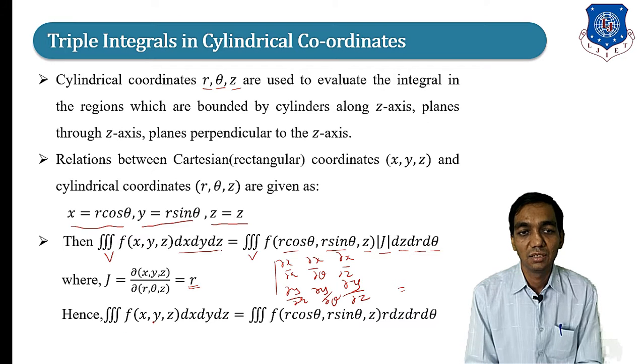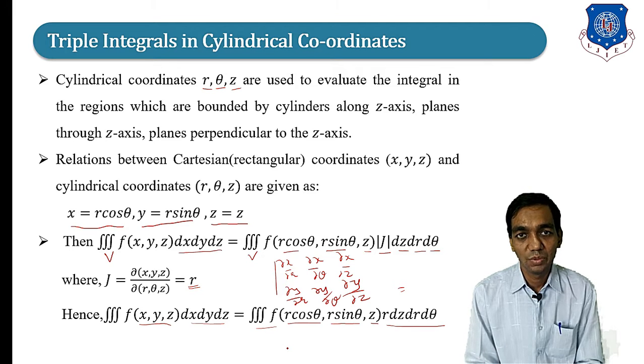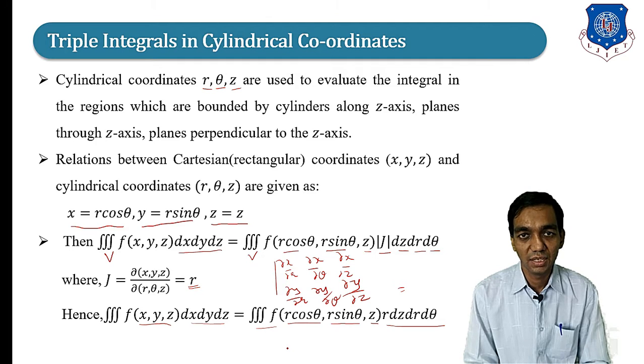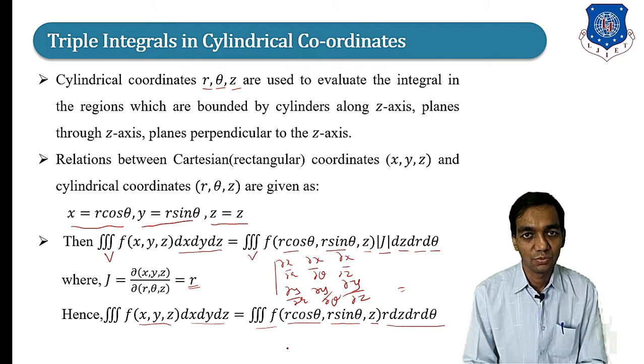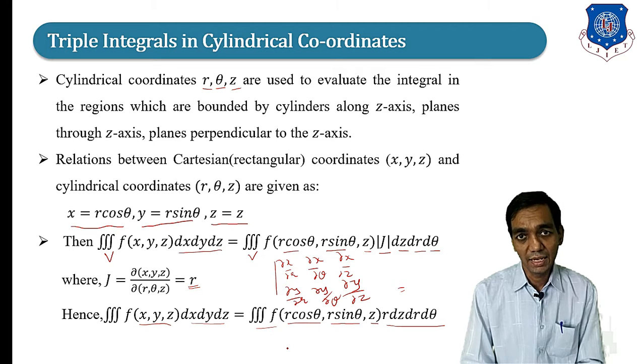So the triple integration of f(x, y, z) dx dy dz is reduced to the triple integration of f(r cos theta, r sin theta, z) into r dz dr d theta. Now you have to put the limits of z, r and theta as we did in double integration. First we put the limits of z, then take the projection, and using the projection we put the limits in r and theta form.